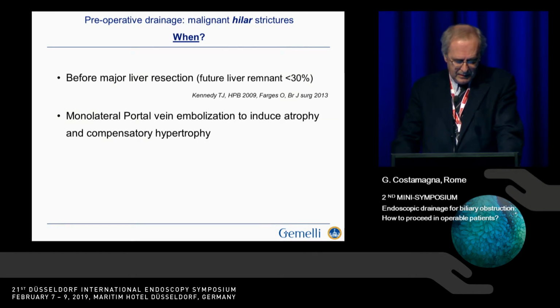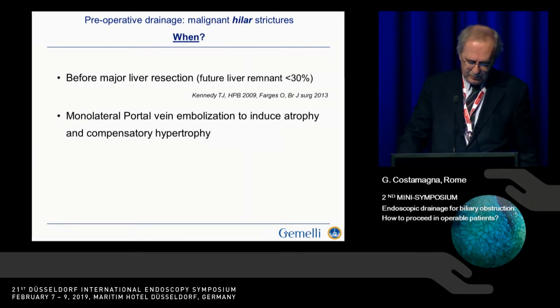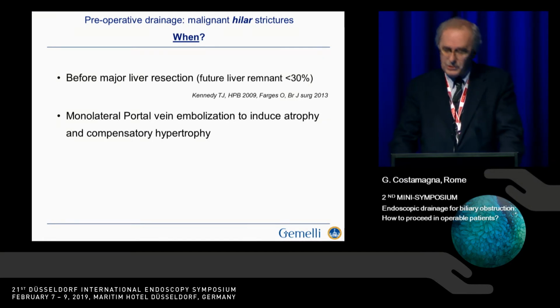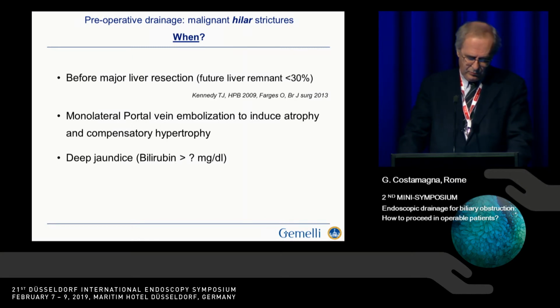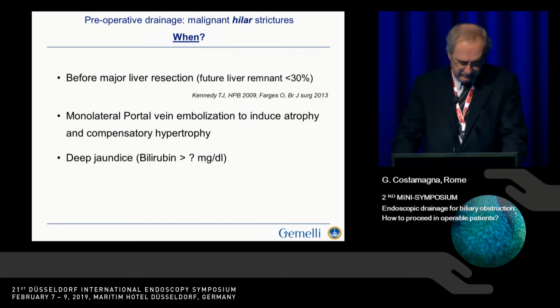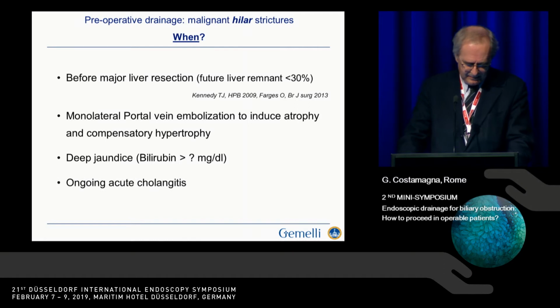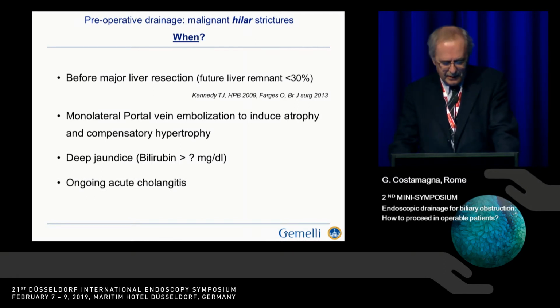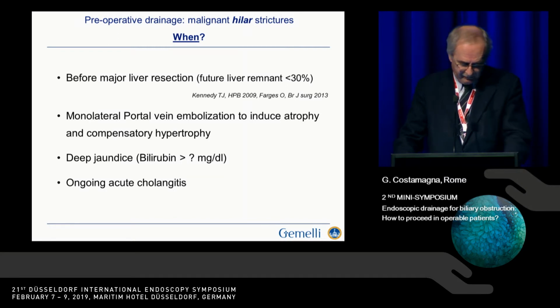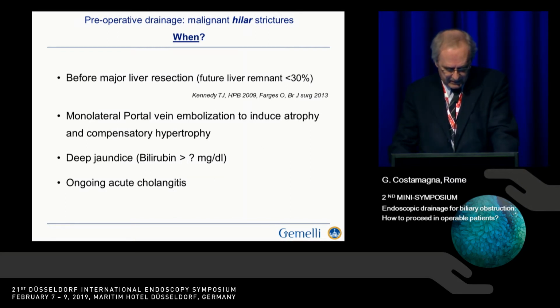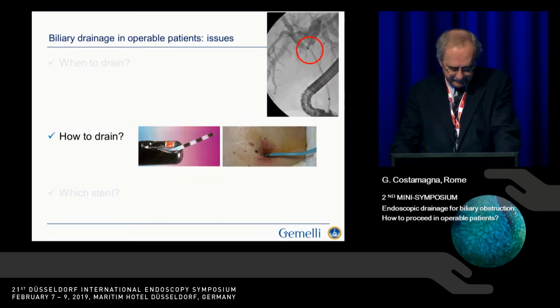And when there is a need for monolateral portal vein embolization to induce atrophy and compensatory hypertrophy of the remaining liver, when there is deep jaundice, but again, the threshold of bilirubin is not known precisely, and when there is an ongoing acute cholangitis. In those cases, this is more frequent than for lower stenosis of the common bile duct.